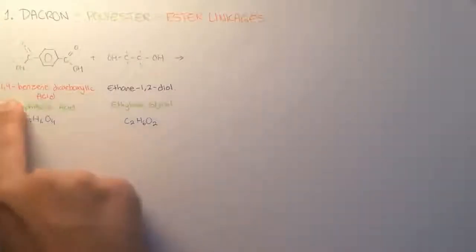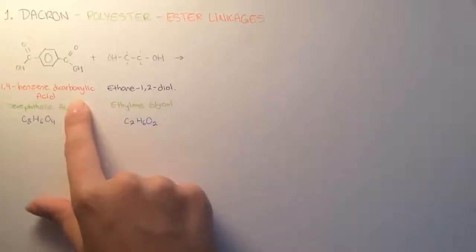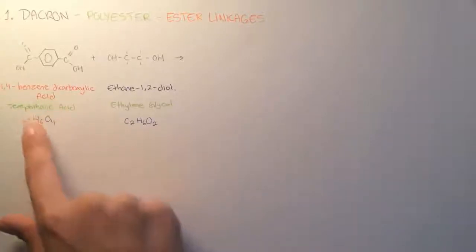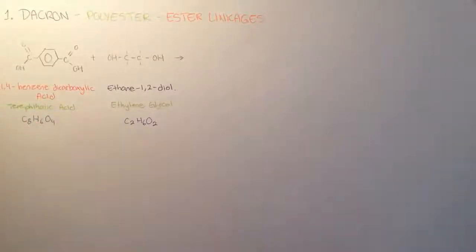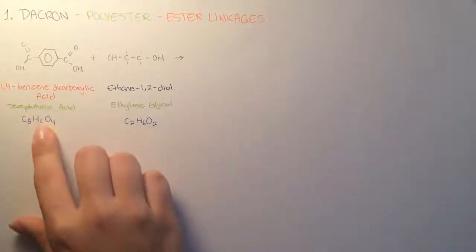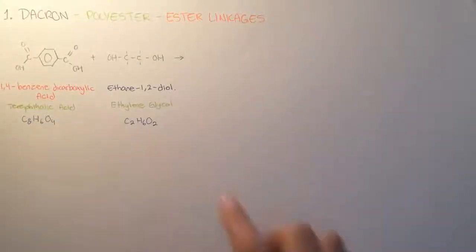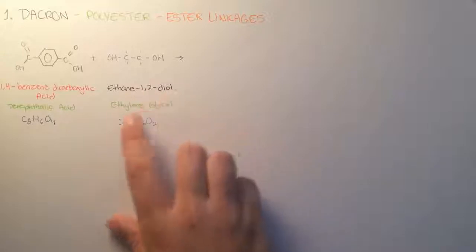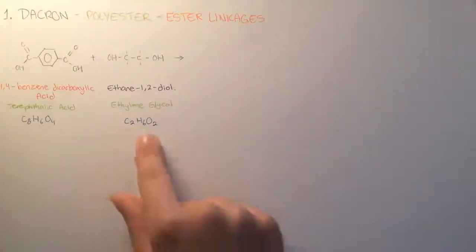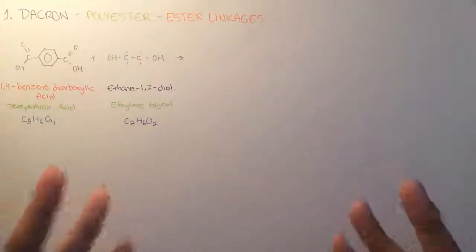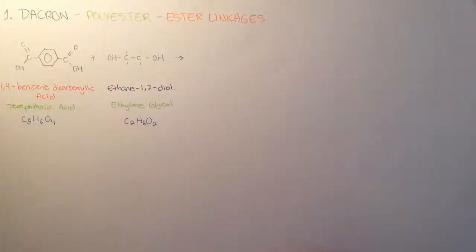So we have a 1,4-benzene dicarboxylic acid, also known as terephthalic acid, with the chemical formula of C8H6O4. And that will be reacting with ethane-1,2-diol, also known as ethylene glycol, with a chemical formula of C2H6O2. You could pause the video if you want to solve this and then check later on.